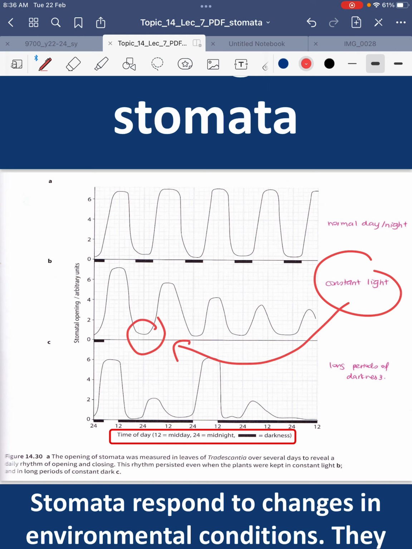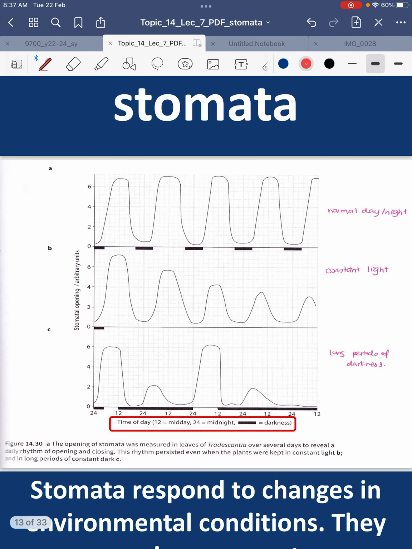So this simply means that there is something which is known as an internal clock. These plants have an internal clock which is already set, so that at a certain time the stomata will close even though there is light intensity. So they have what we call this internal clock. That is the reason why it's called rhythm, daily rhythm. The rhythm is almost constant, even when you have long periods of darkness.